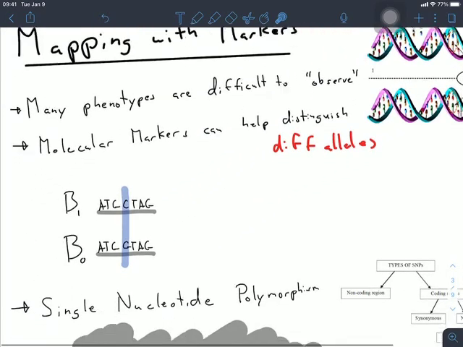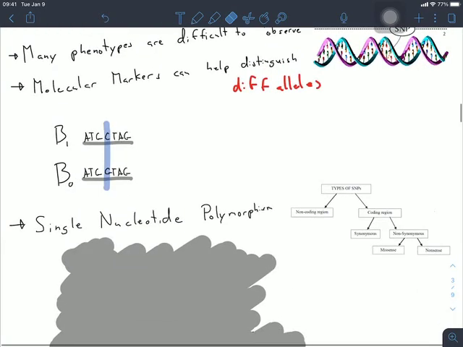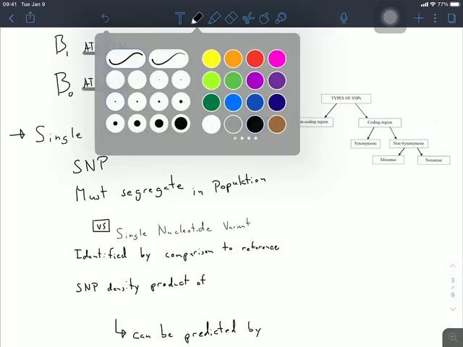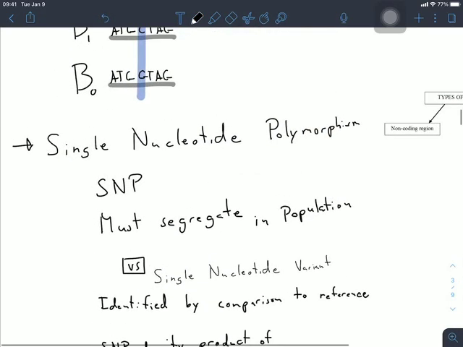Now these SNPs are worth talking about. So let's go ahead and dive into these. We've talked about them a fair bit. Hopefully going to illuminate some different aspects of SNP biology here. So a SNP is a single nucleotide polymorphism, and it must segregate within a population.